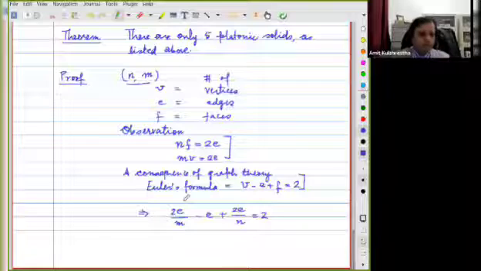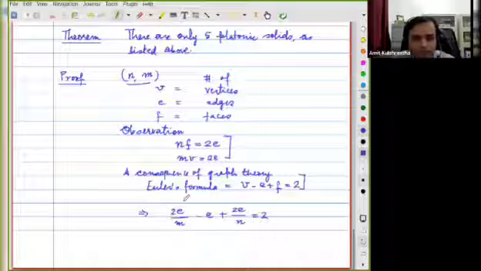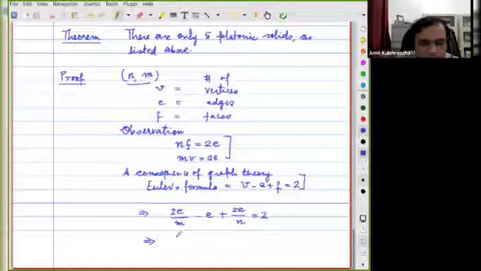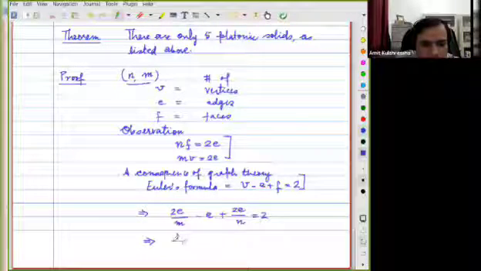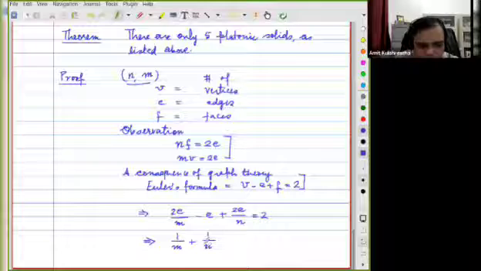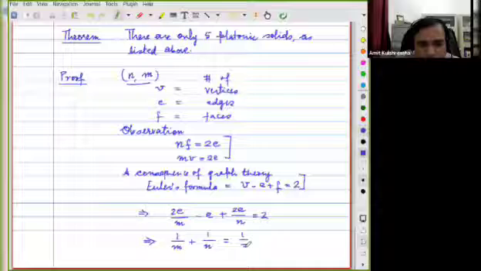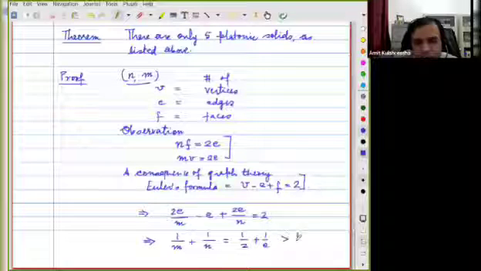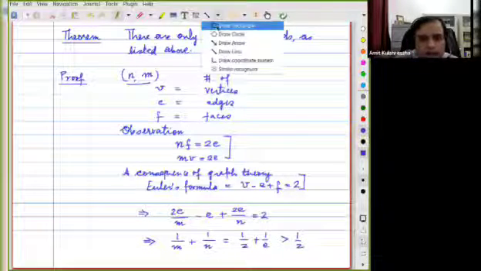And I do some manipulation here and there. So with some high school manipulation, or even junior high school manipulation, what I get is that if I take the reciprocals of the numbers occurring in the Schläfli symbol, then this is equal to half plus 1 by E, which anyway is more than half. Are you with me on this?